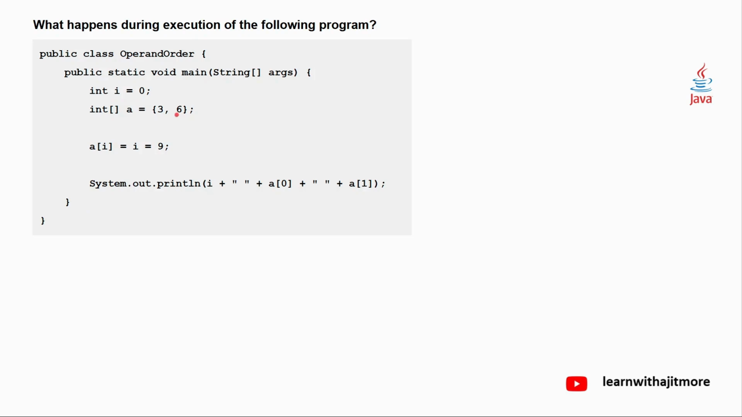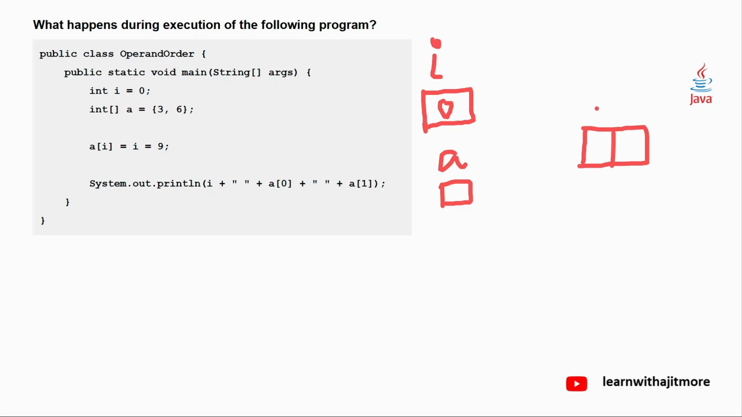Now here I is 0, which is created on the stack part. Then A, which is the reference variable, is created on the stack, but the array is created on the heap part. On the heap, an array of two integers is created. A separate, elaborate, exhaustive topic on arrays is going to come. Here we just start discussing operators.